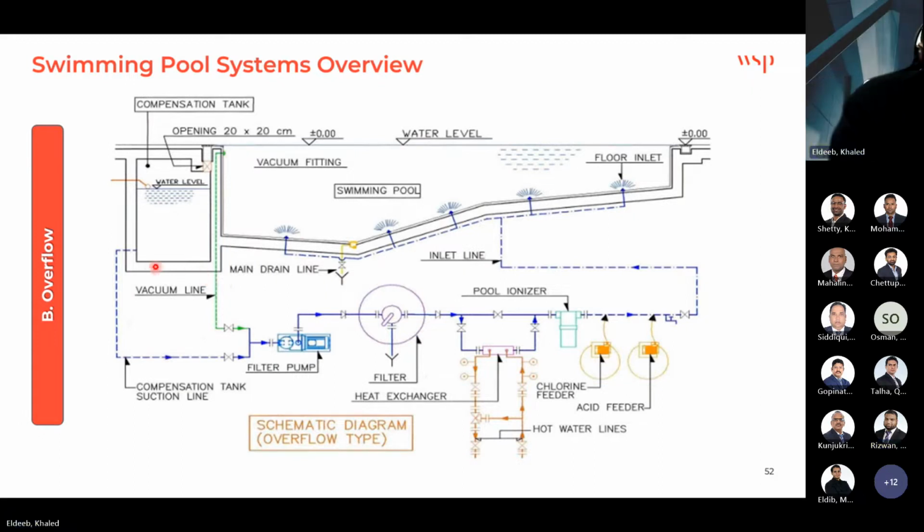You are telling about the surge tank, the compensation tank, okay? If it is not functioning properly, well, the overflow will happen. You are right, yes. That is to be monitored.